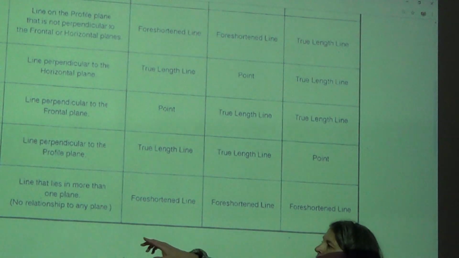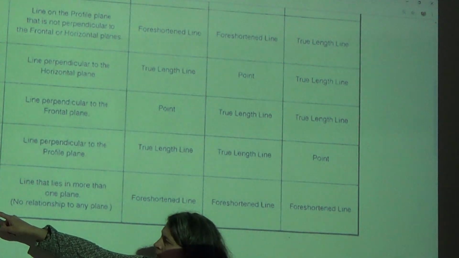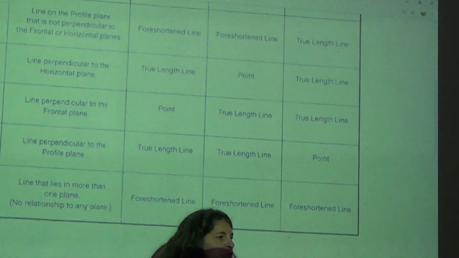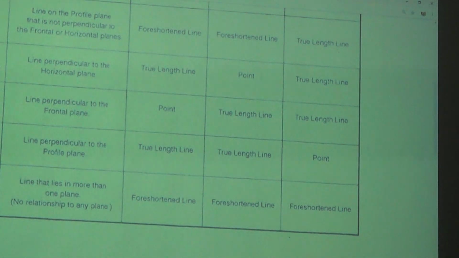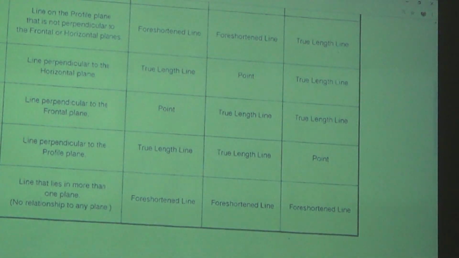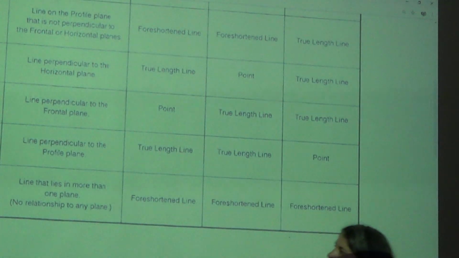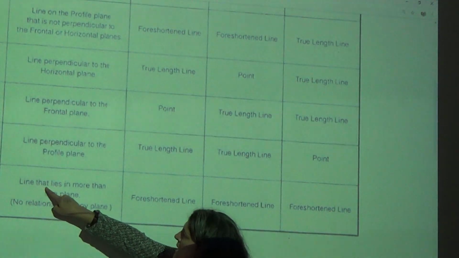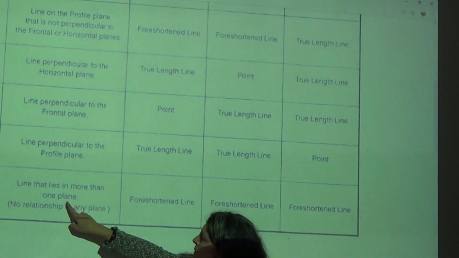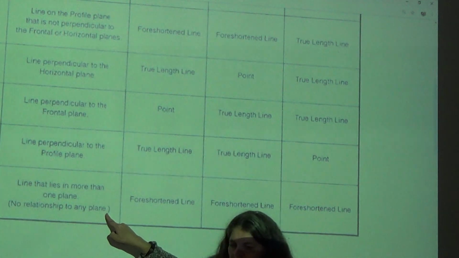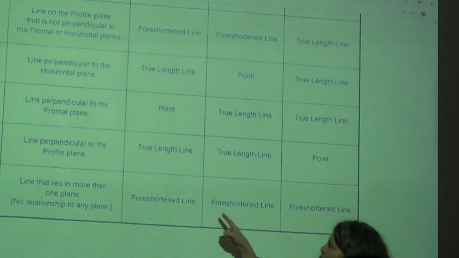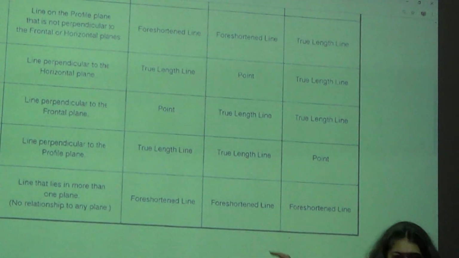Okay, what is the last type of line? What's it called? Oblique. A little confusing. We're using that word oblique to define a three-dimensional drawing, but oblique. What does it say? It says line that lies in more than one plane. It has no relationship to any plane. It's foreshortened in all 3 planes.